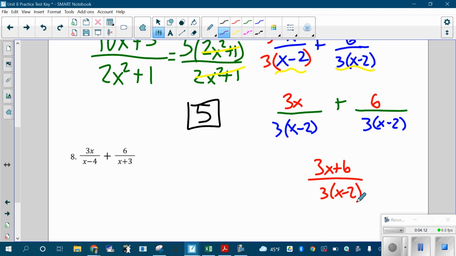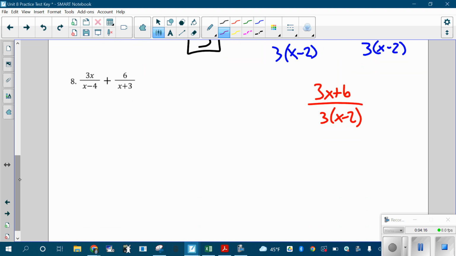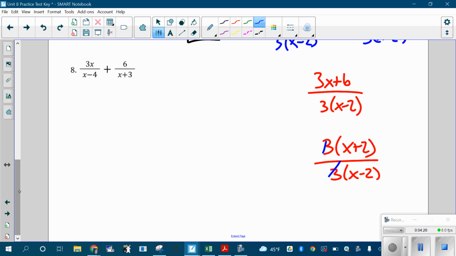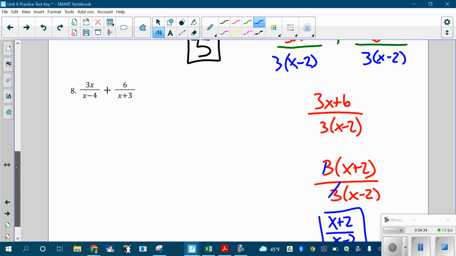The last thing I should do is try and factor and simplify this. How can I factor? Well, at the top, I can take out a 3. Now I have a 3 on the top and the bottom. I can cross those off, and I'm left with x plus 2, x minus 2. And that's my final answer. Okay.